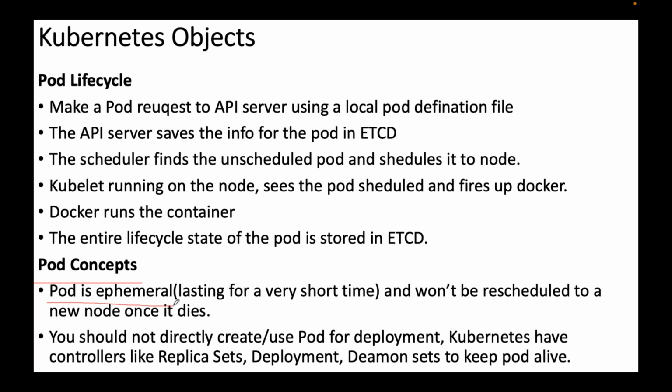Pod is ephemeral. What do you mean by pod is ephemeral? Pod will last for a short amount of time, which means a pod can go down for any reason. Let's say your node has issues, can this pod and container go down? Suppose this server itself has issues, will this pod work? No. Or even though this node is fine, for some reason this pod has failed. Do you think you will get another pod automatically?